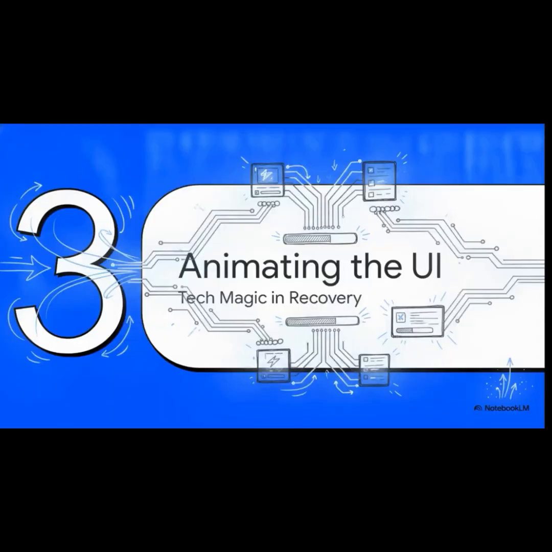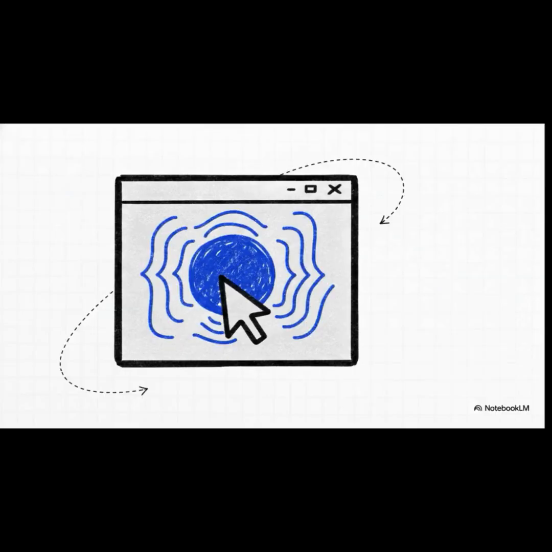Okay, Section 3, animating the UI and the tech magic in recovery. Here, the brief demands glowing blue UI animations. In the animation itself, the cursor clicks Forgot Password and the Windows recovery interface appears. But get this, it doesn't just pop up, it glows. The camera pans so smoothly across the screen, guiding your eye exactly where it needs to go.